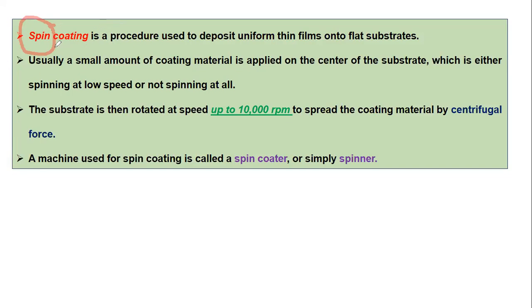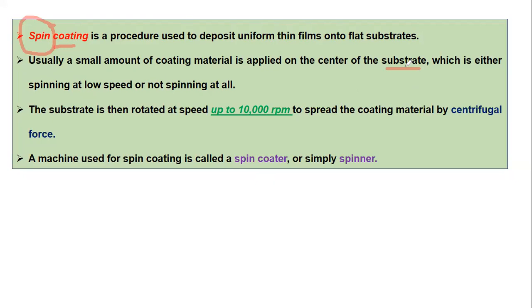So spin coating is a procedure used to deposit uniform thin films onto a flat substrate. Usually a small amount of coating material is applied on the center of the substrate. The substrate may be a silicon wafer, maybe a polymer, or glass also.